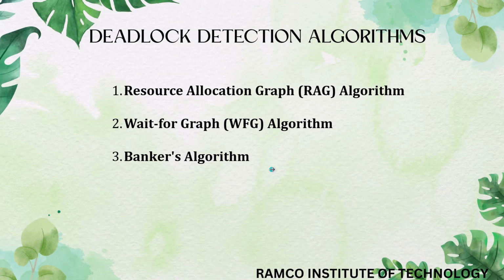These are the three types of deadlock detection algorithms. One is resource allocation graph, and the second one wait for graph, third one Banker's algorithm. So here the first two, resource allocation graph and wait for graph, are mainly used for single instances of resources. The Banker's algorithm is mainly used for multiple instances of resources. So in this section we are going to learn about Banker's algorithm.